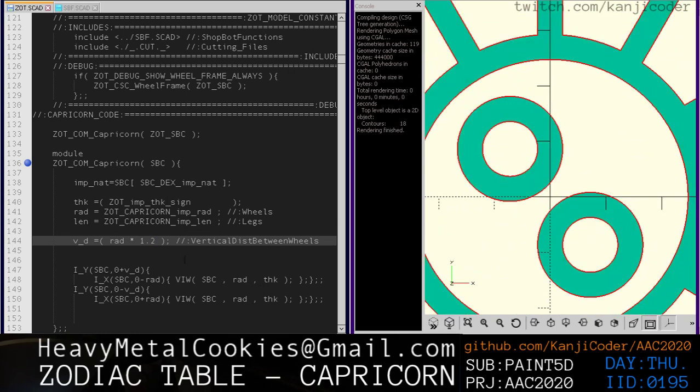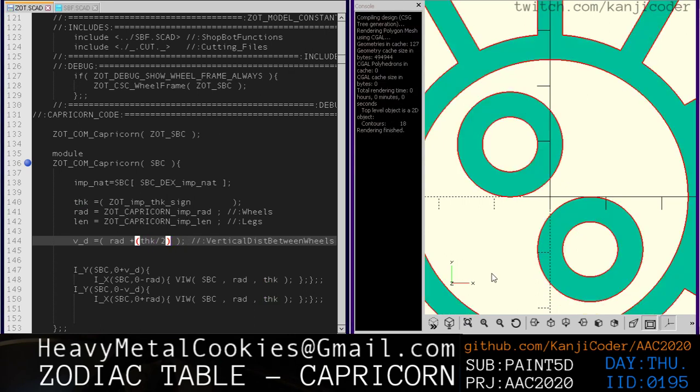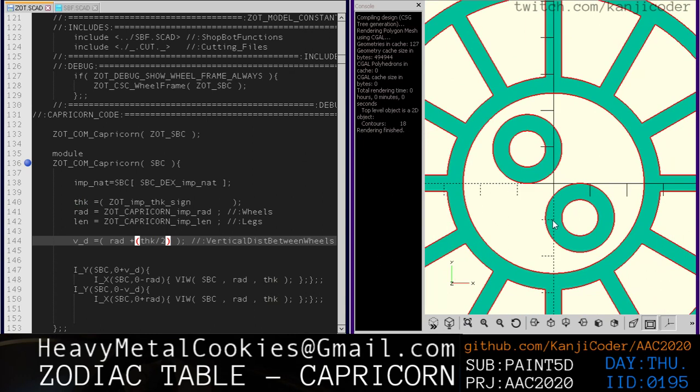So 1.2 looks good. Actually, could we do rad plus the thickness, I guess? Let's try to make kind of happy coincidences here. Or plus the thickness divided by 2. Okay, right, like that. And then, that's still going to be too big.